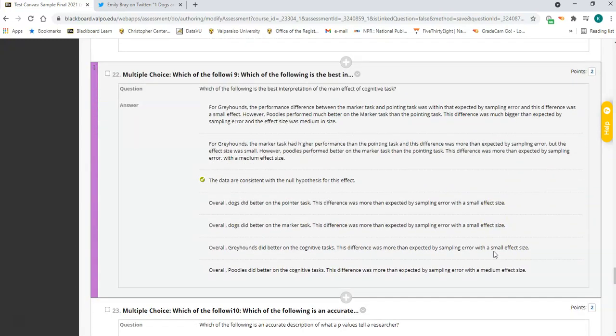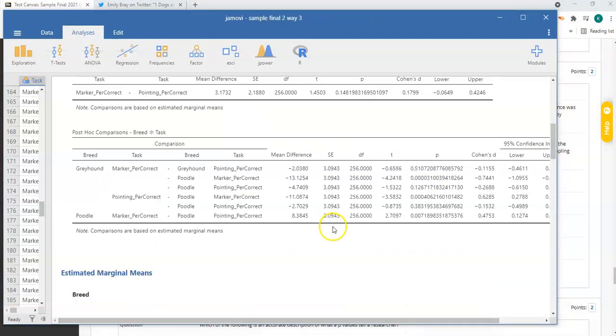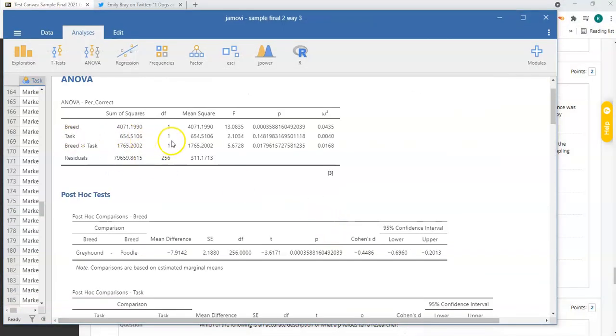Okay. Which of the following is the best interpretation for the main effect of cognitive task? Well, let's go up and look at that. Okay, cognitive task, 1 and 256. Your F. Not compelling. This is weak evidence at best. It's got to be close to 0.1, and we say that if something's close to 0.2, we say it's consistent with the null. So this is very weak, if anything.